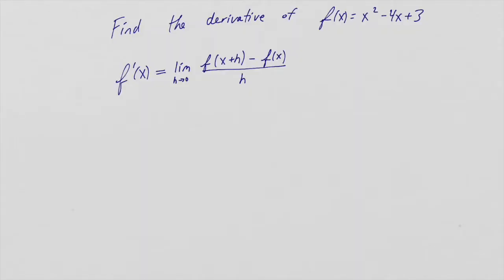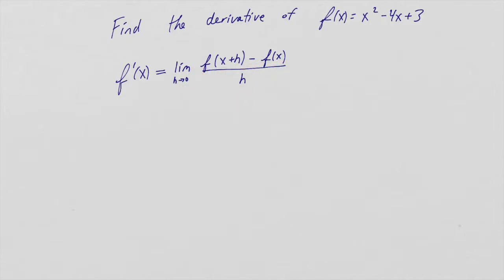Let's do a quick example of finding the derivative function of our function f of x equals x squared minus 4x plus 3. So we have here f prime, which is the derivative. The derivative of f of x is equal to the limit as h approaches 0 of f of x plus h minus f of x all over h.